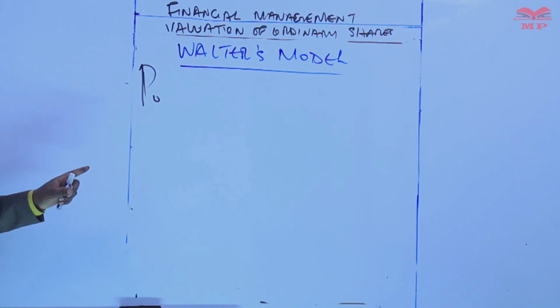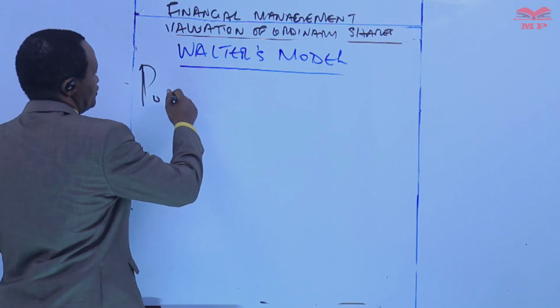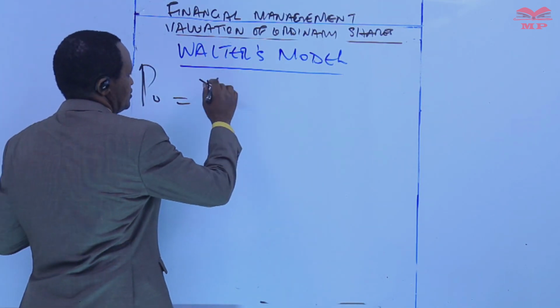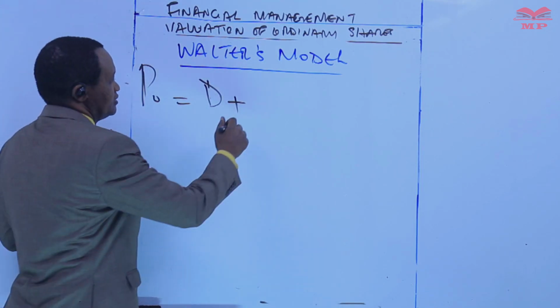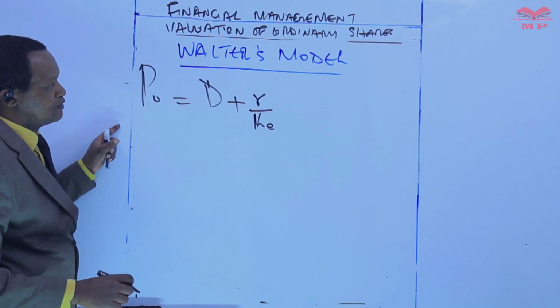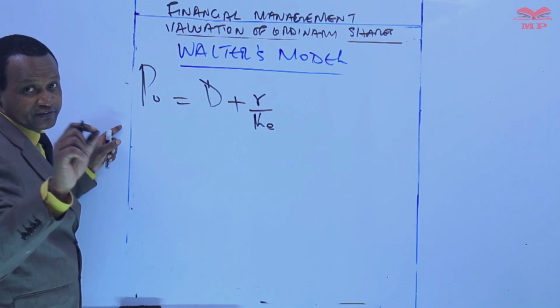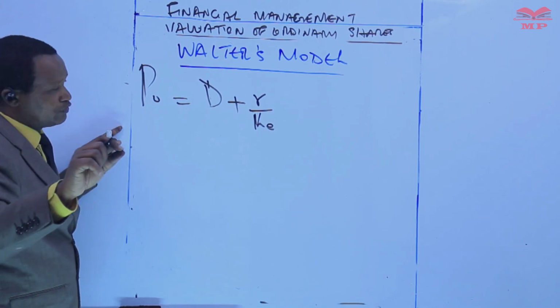Based on the assumptions that I've indicated, the Walters model is calculated using the following formula: D naught, which is the dividend, just D. We add the return over KE, because we remember that we said that the model assumes that investors prefer dividends over capital gains, and that the company's optimal dividend policy is determined by its cost of equity.